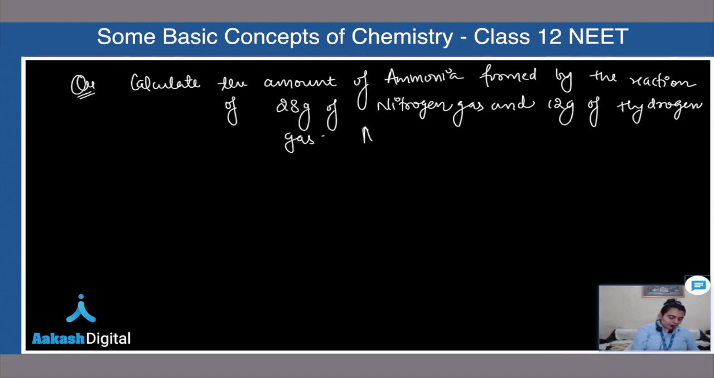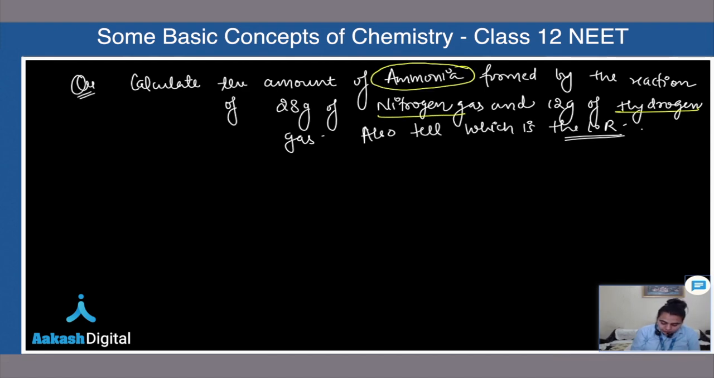Okay, now let us see the question. It says ammonia is being formed from the reaction of nitrogen and hydrogen. Let us write the reaction first. The reaction would be N2 plus 3H2 gives 2NH3. Fine, everyone. Now what amount is given to me? Let us see that.